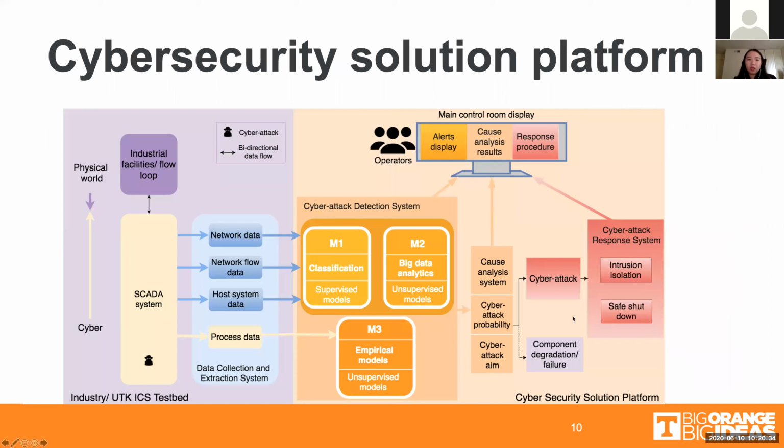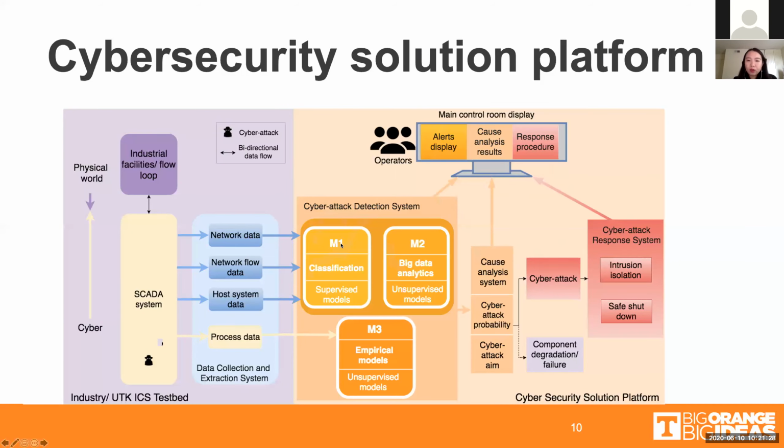Now let's move to the solution platform I proposed. The platform consists of several parts: data collection and extraction system, cyber attack detection system, cyber attack analysis system, cyber attack response system, and the main control room display system. To achieve this research, we also built a testbed. The data collection and extraction system pulls four different types of data from the testbed. These four types are network data, network flow data, host system data, these three being cyber data, and the process data. Then the system feeds these four types of data into a cyber attack detection system, which contains three modules.